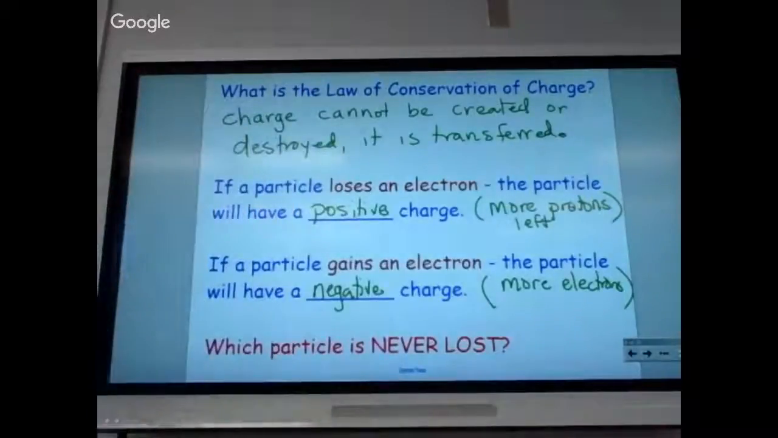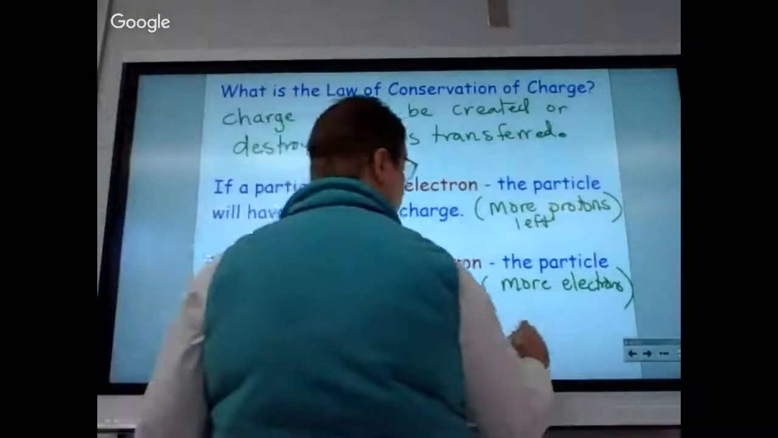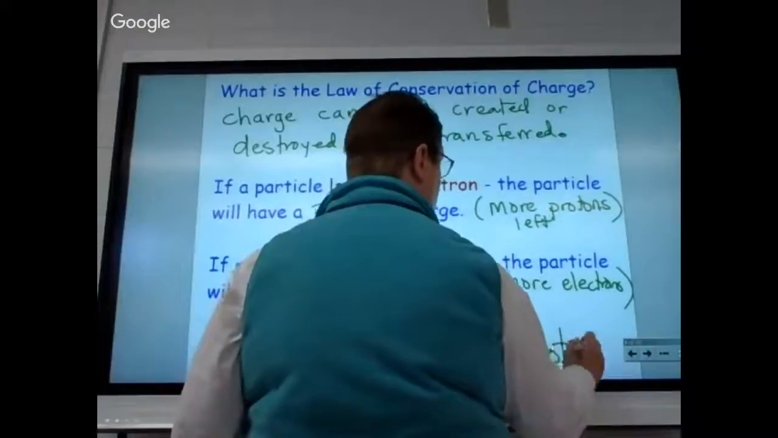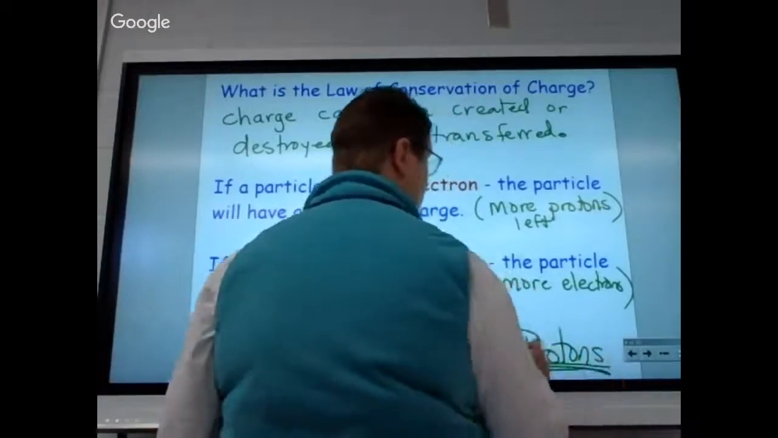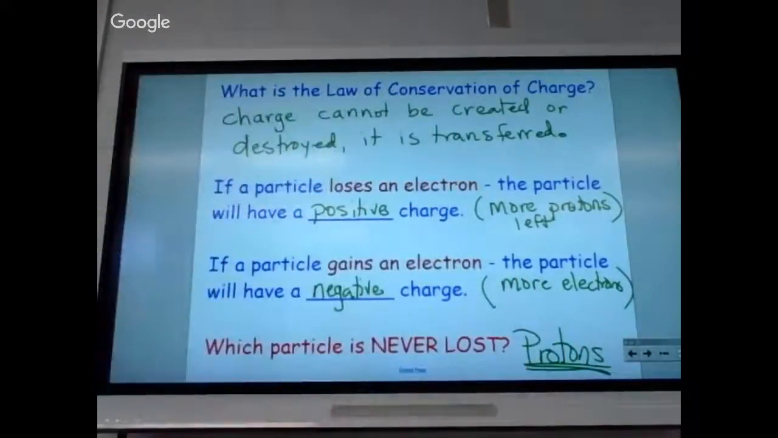Now, what particle is never ever lost? Neutrons, and who else? Protons. The one I want you to always remember is protons. Protons are never lost. They're in the nucleus. You cannot lose anything out of the nucleus.